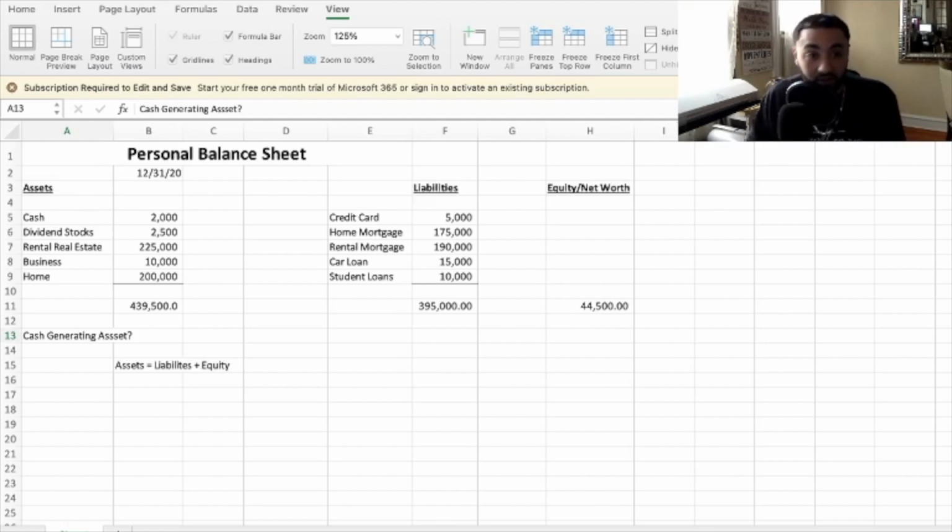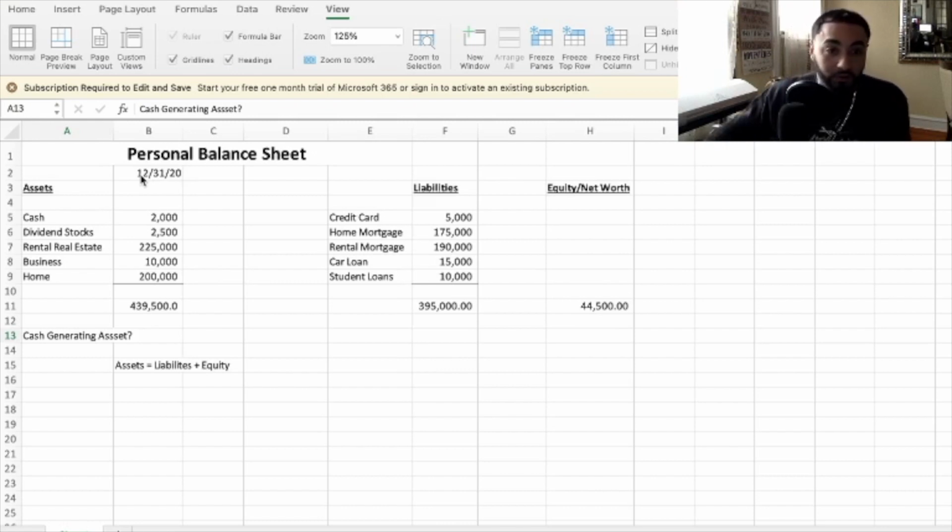So for instance, in this example, we have cash of $2,000 on 12/31/2020. But after this day, this cash will change if you spend cash or if you receive cash. So on 1/1/21, if you spent cash, this cash will go down. If you receive cash, this cash will go up. So this will change every day. That's why this is only at one point in time, one date. If you look at the income statement, that shows performance over a period of time, so you'll see that one is either quarterly, yearly, or monthly.